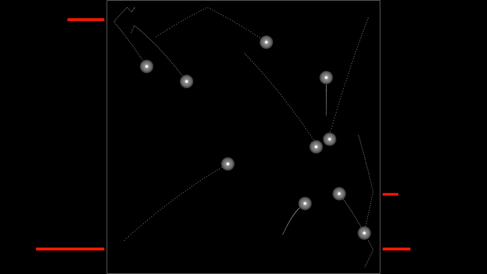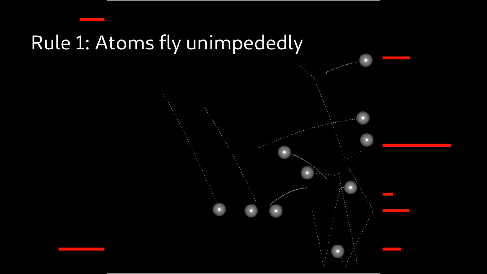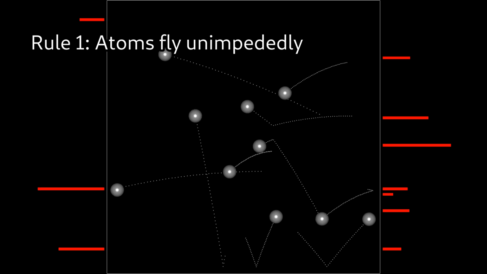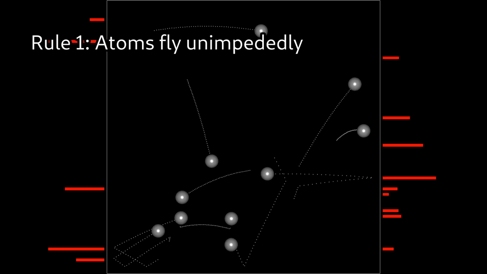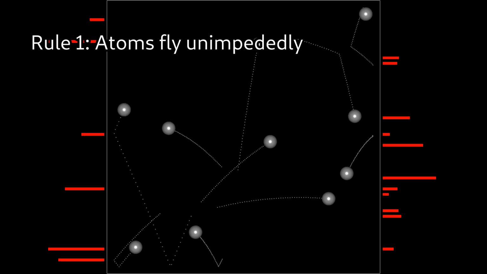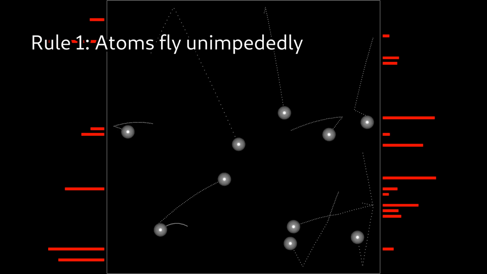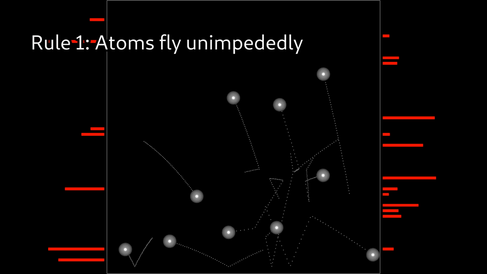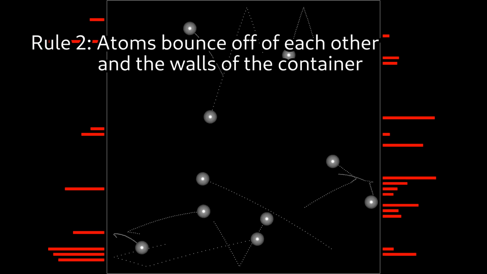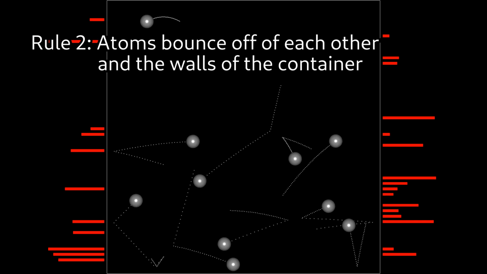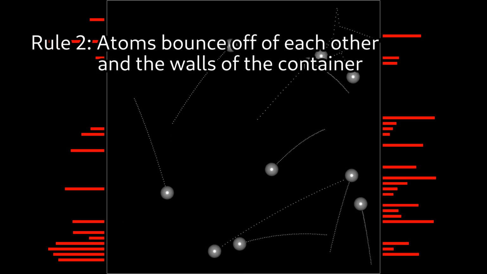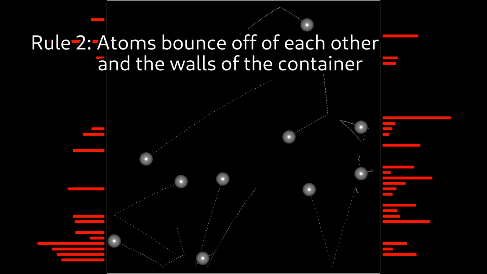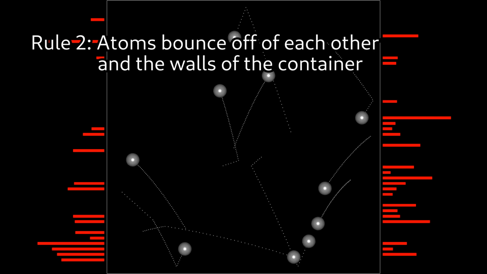So let's have a look. The simulation is very simple. It only has three rules. Rule one, atoms fly through empty space unimpededly. There's no friction or air resistance because the atoms are the air. There's no other medium. There's no attraction or repulsion between atoms. Atoms do not affect each other at all unless, rule two, when atoms bump into each other or into the walls of the container, they bounce off according to conservation of momentum and conservation of energy. In other words, atoms bounce like idealized billiard balls.